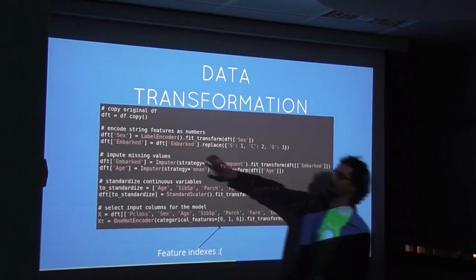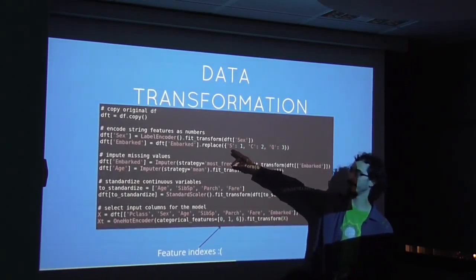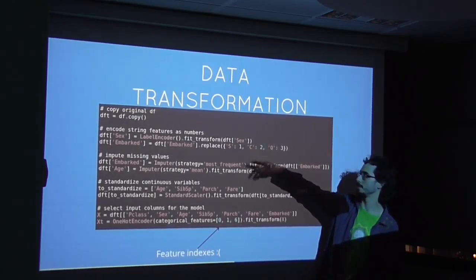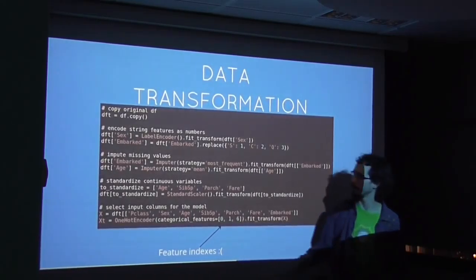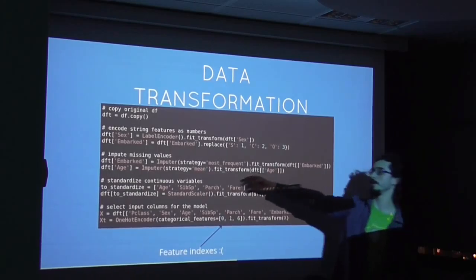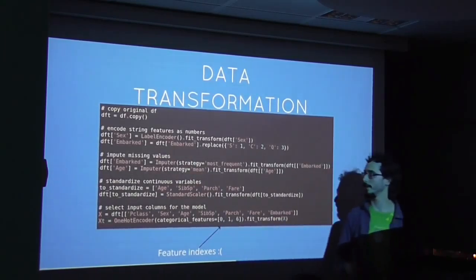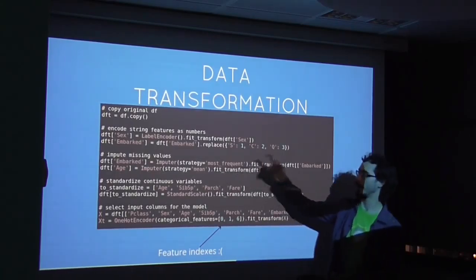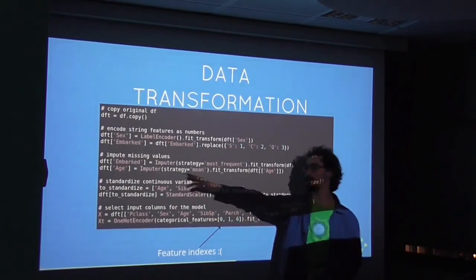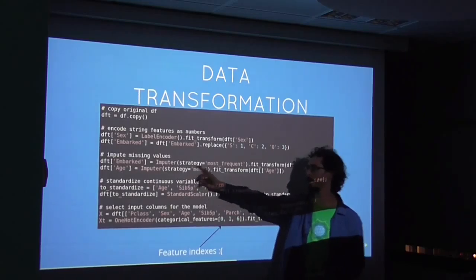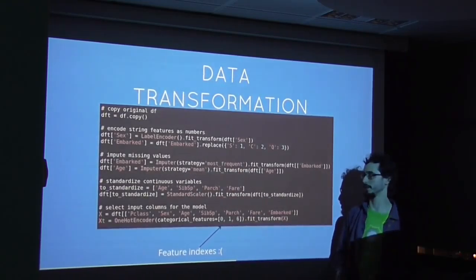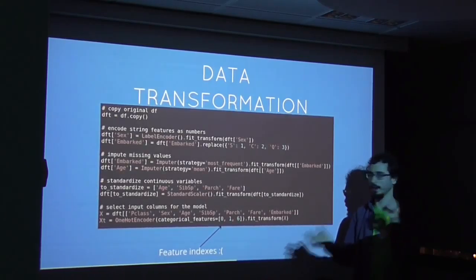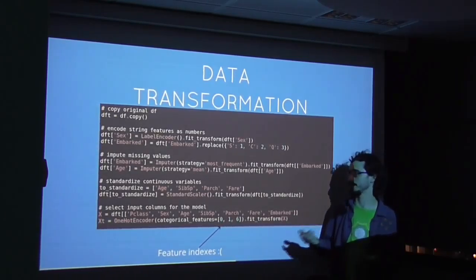So in this case, I had to replace Southampton, the S, by one, the second embarkation place with two, and the third with three. And then I use another preprocessor here to impute the missing values: for age I use the mean, and for embarked I use the most frequent, which makes more sense because there are only three different values and they are not ordered, so there's no sense in making a mean.